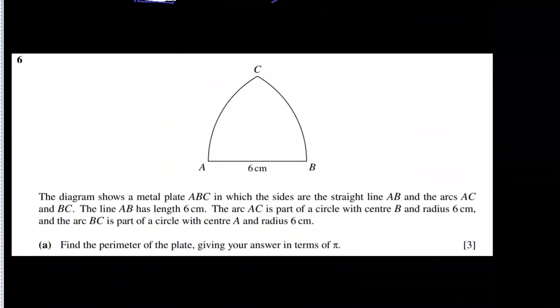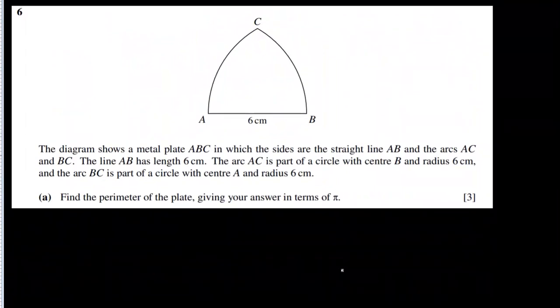Question 6. The diagram shows a metal plate ABC in which the sides are straight line AB and the arcs AC and BC. Obviously, they look like sectors with centers A and B. That's what they've written, and the radii for both are 6. Find the perimeter of the plate, giving your answer in terms of pi.